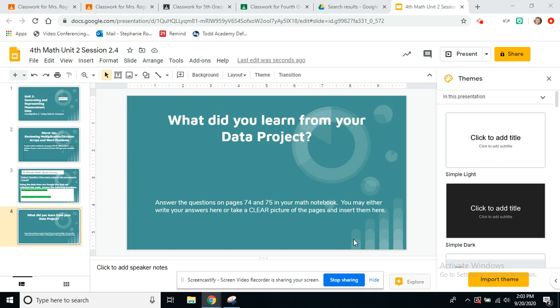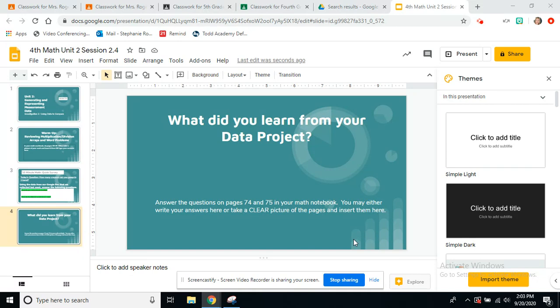Today, we're going to look at what you learned from your data project. You spent a lot of time coming up with a great question. You spent time collecting the data, and you also spent time representing your data on a line plot. Today, there are 5 questions in your math workbook on pages 74 and 75 that are there to encourage you to really look at the data that you collected.